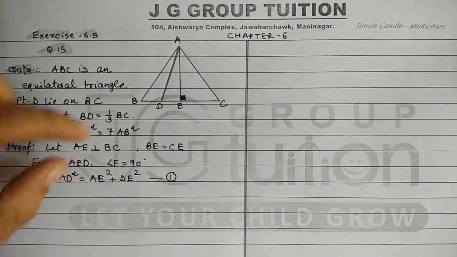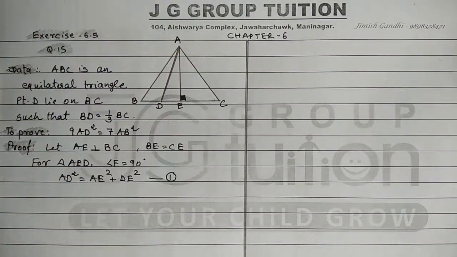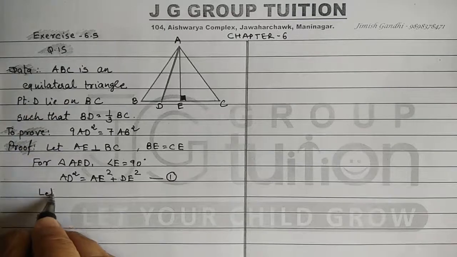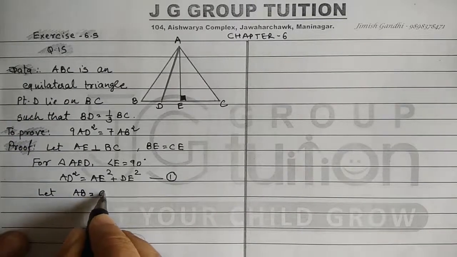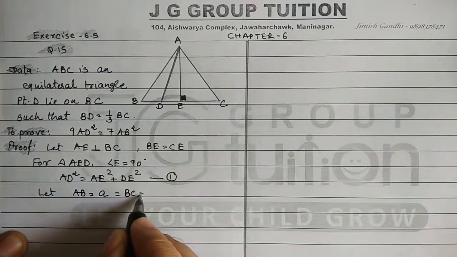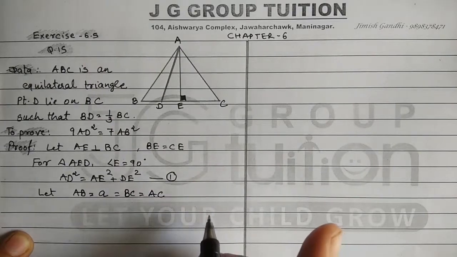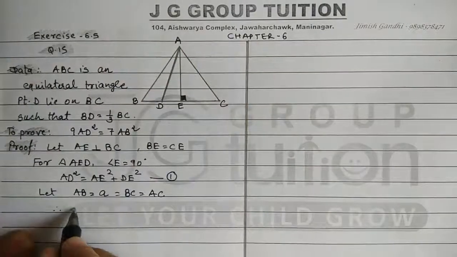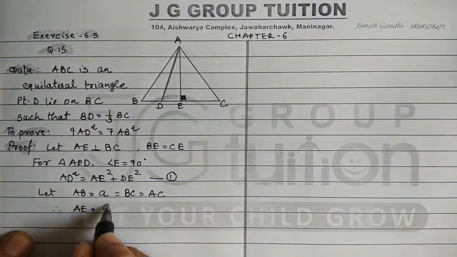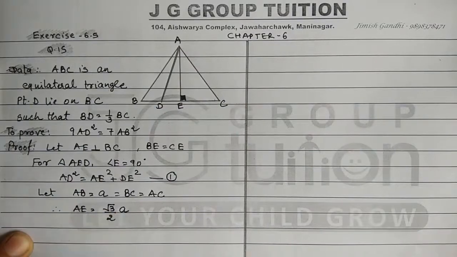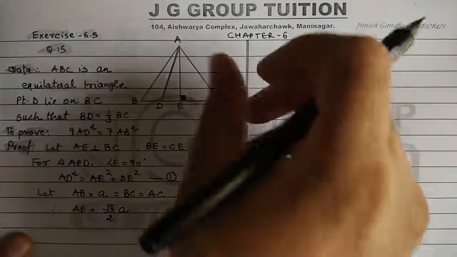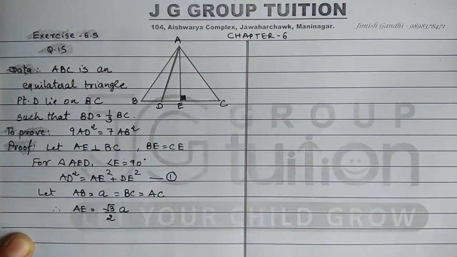मतलब हमें AD और AB का रिलेशन लाना है. अब हम क्या करेंगे, as it is already given it is an equilateral triangle, so let us suppose the length of AB as a, which is the same as BC and the same as AC, because it is an equilateral triangle. We have also discussed that the length of an altitude in an equilateral triangle is always root 3 by 2 into the side of the triangle. तो AE का लेंथ हमें मिल गया, that is root 3 by 2 a, जो हमें यहां पे चाहिए था.